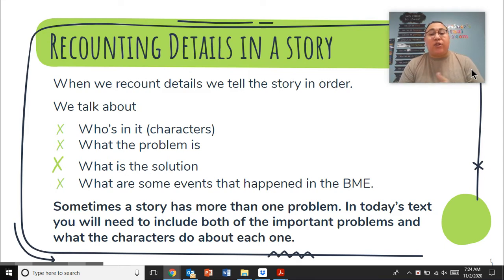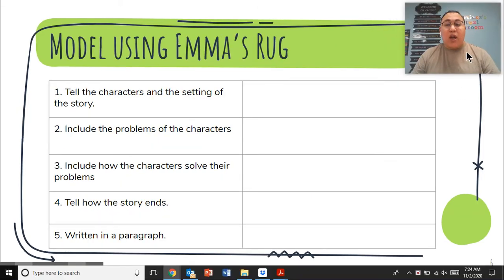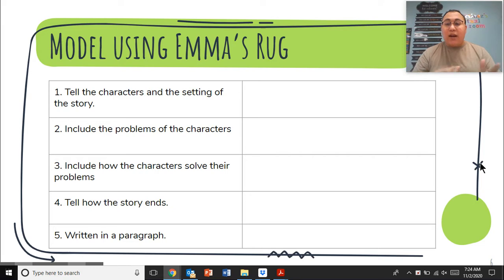So sometimes a story has more than one problem, and in today's text and in today's recount, you will have to include both of the important problems and what the characters do about each of those problems. So I want to model for you how I would do this using Emma's Rug. We remember Emma's Rug and we've read it a couple of times.